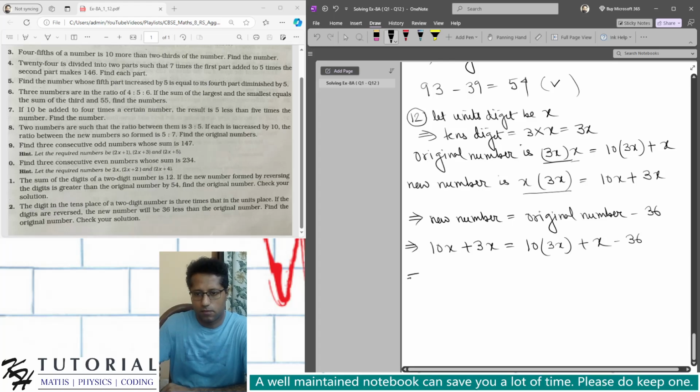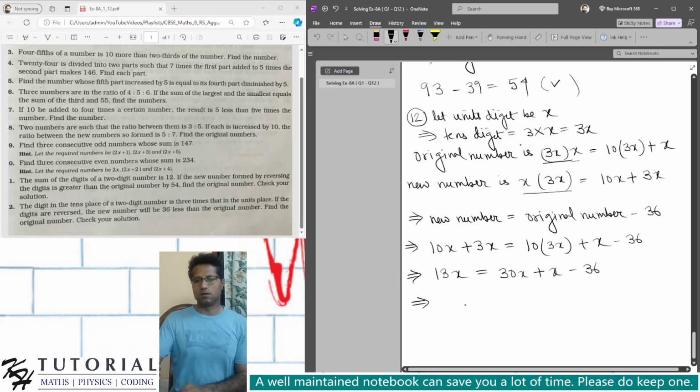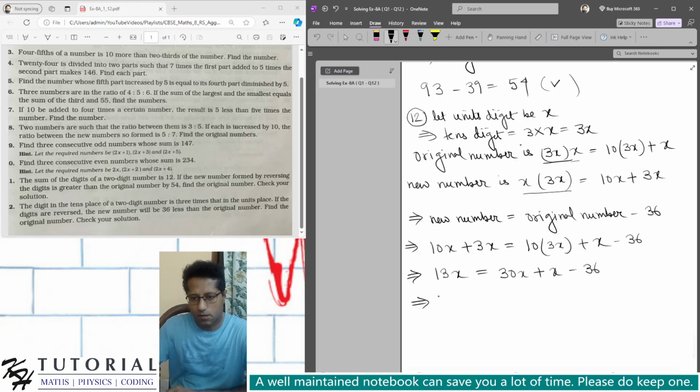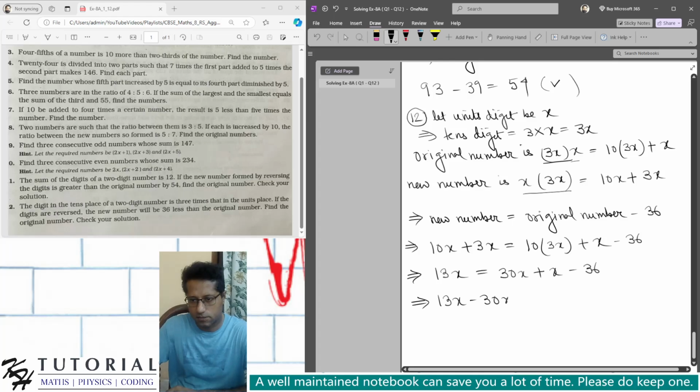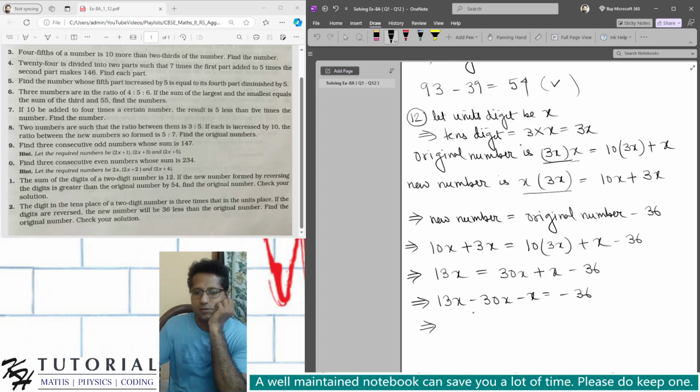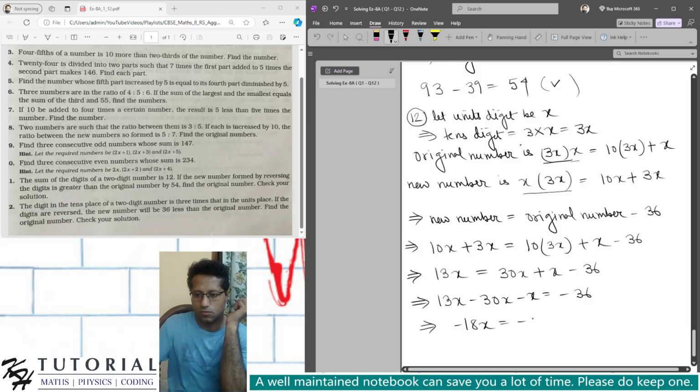Now we have to solve for x. On the LHS we get 13x, and the RHS becomes 30x plus x minus 36. Now if we bring all the x terms to the left hand side and keep the constants on the right hand side, we get 13x minus 30x minus x is equal to minus 36. This implies 13x minus x is 12x, and 12x minus 30x is minus 18x. So minus 18x is equal to minus 36. This implies x is equal to minus 36 divided by minus 18, which is equal to 2.